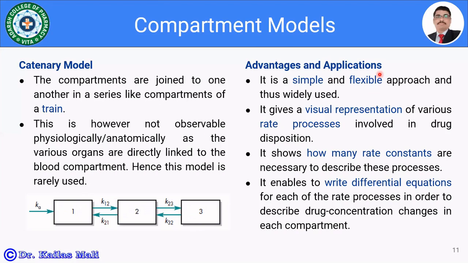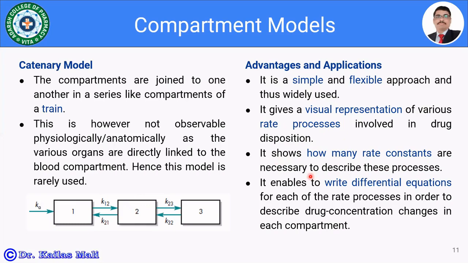Let us move towards the advantages and the applications of compartment modeling. Compartment modeling is a simple and flexible approach, and that's why it is widely used. It gives a visual representation of various rate processes. Already we have seen this in the previous slide and on this slide also. So here we can observe how many rate constants are involved in the process of drug disposition.